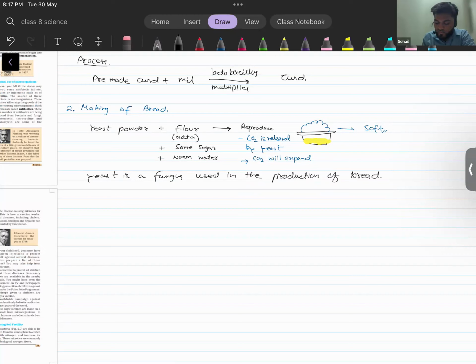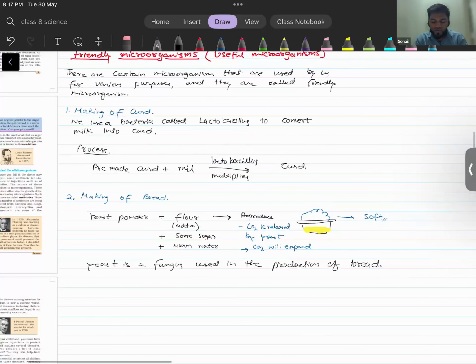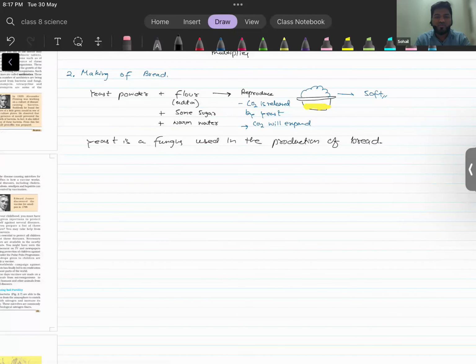Now, next we are going to discuss the commercial use of microorganisms. These are all uses of microorganisms on a smaller scale, like making of food, making of curd. These are used on a small level. But when I say commercial use, that relates to production of something on a large scale. Like we talked about antibiotics. Antibiotics are not made on a local level, right?